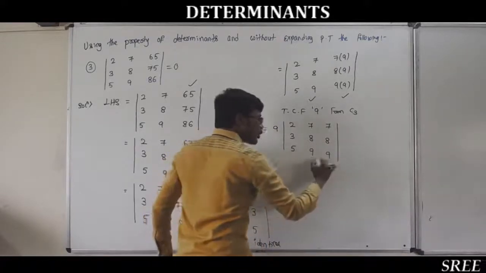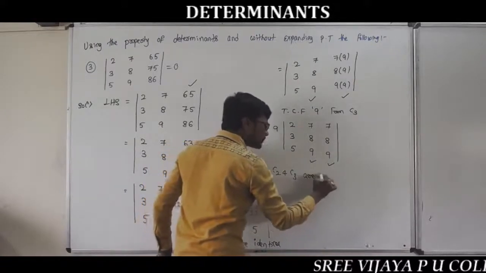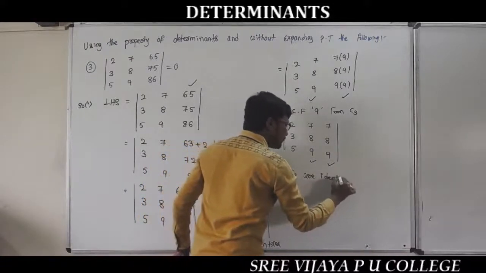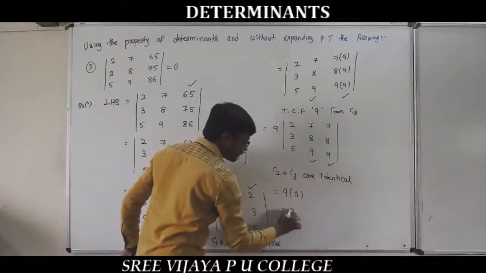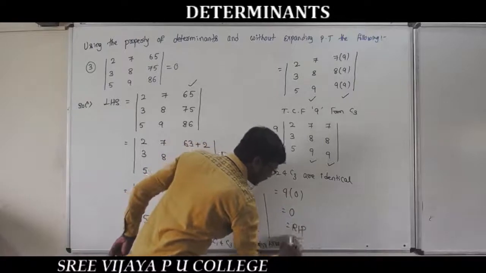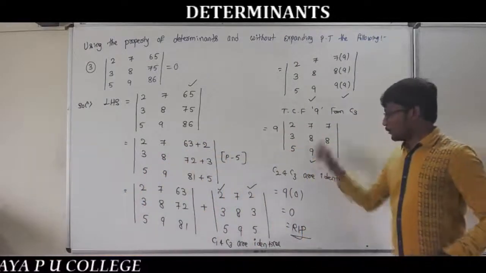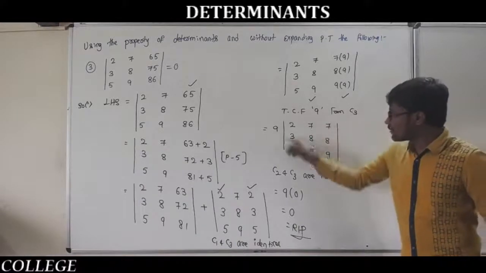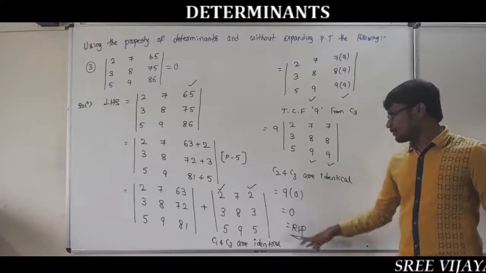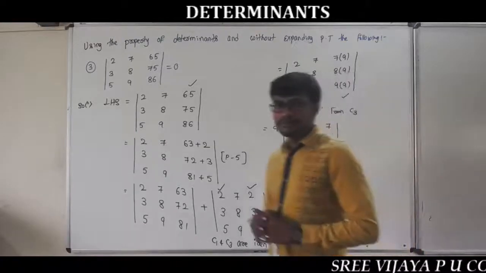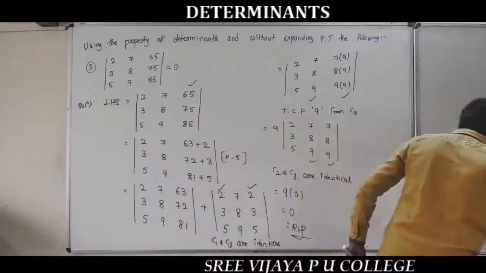So in this column 2 and column 3, what does it mean? They are identical. If they are identical, the determinant is 0, right? So 9 into 0, you will get 0. This is the RHS. Got it? Because here column 2 and column 3 are identical. That's why the value of the determinant is 0 according to property number 3. So 9 into 0 is 0. That is the RHS. Got it? Okay. We'll move to one more.